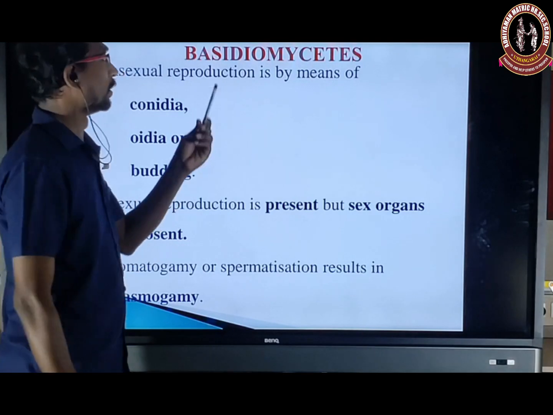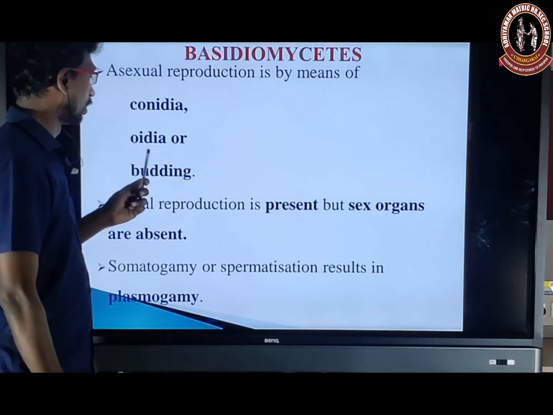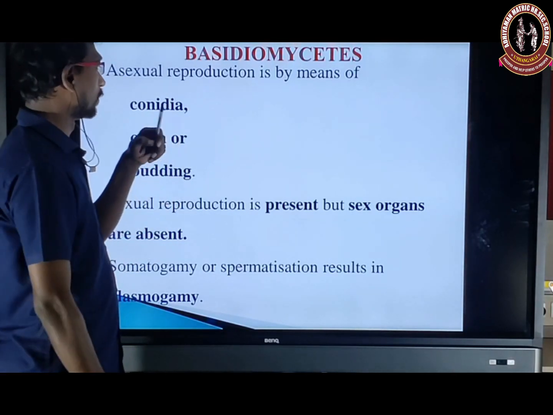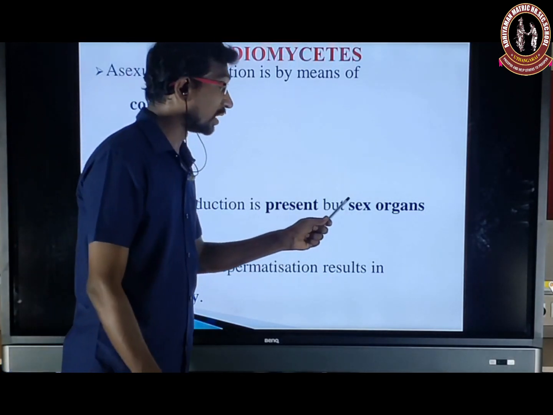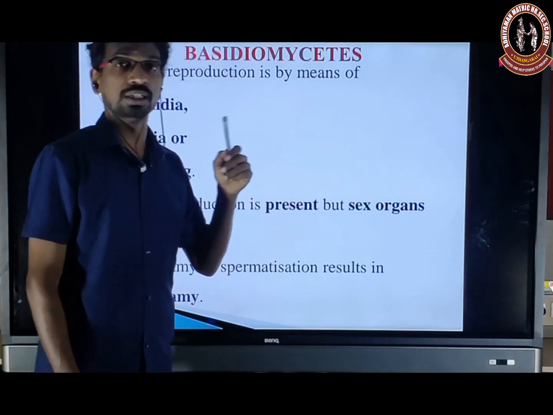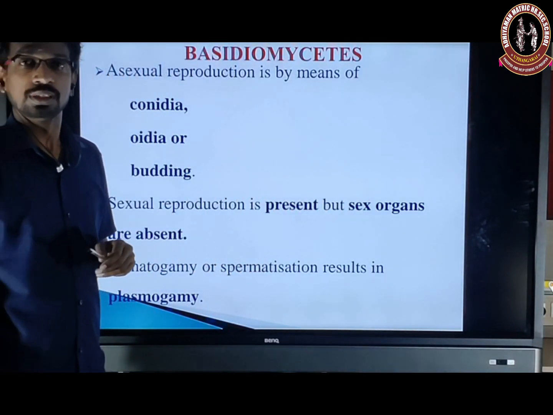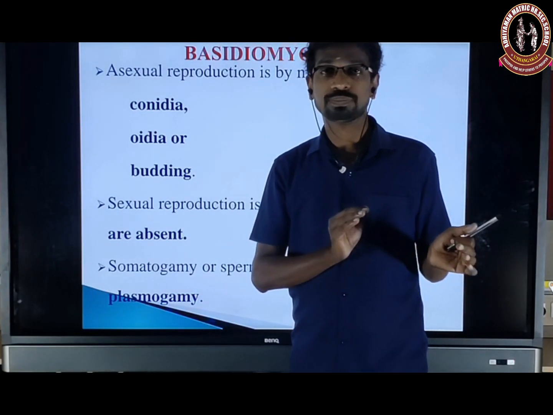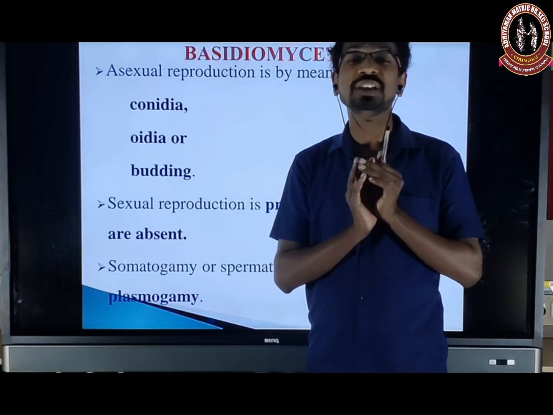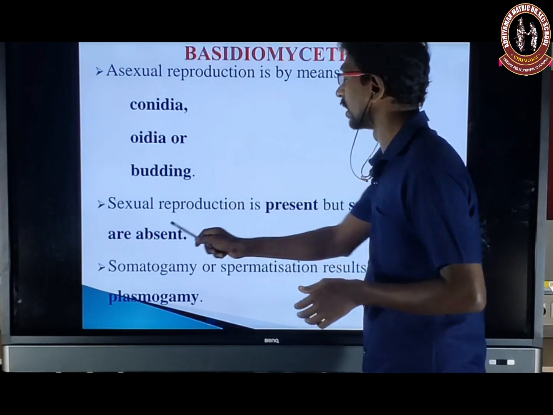Asexual reproduction in basidial mycelium: there are conidia formation, oidia and budding. So these are things we have already discussed. Sexual reproduction is present, but there is no formation of sex organs. Sexual reproduction is present, but unlike in ascomycetes, the ascogonium and antheridium are never formed. The sex organs are absent.